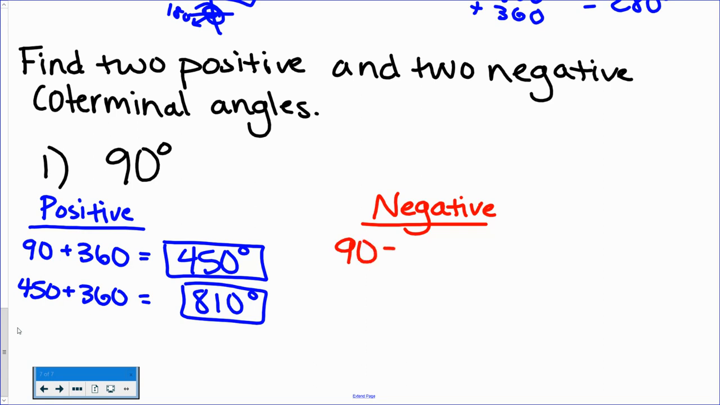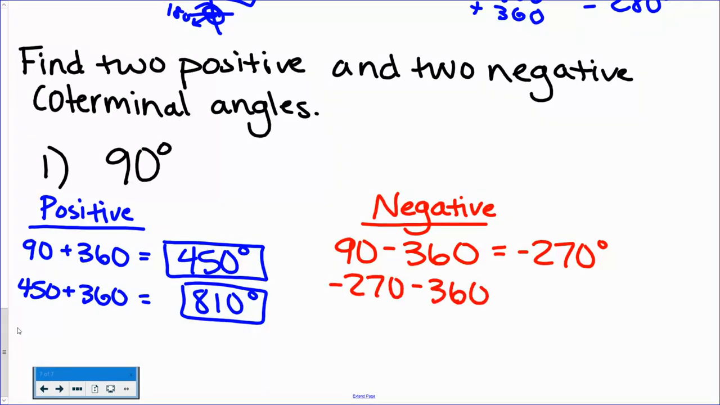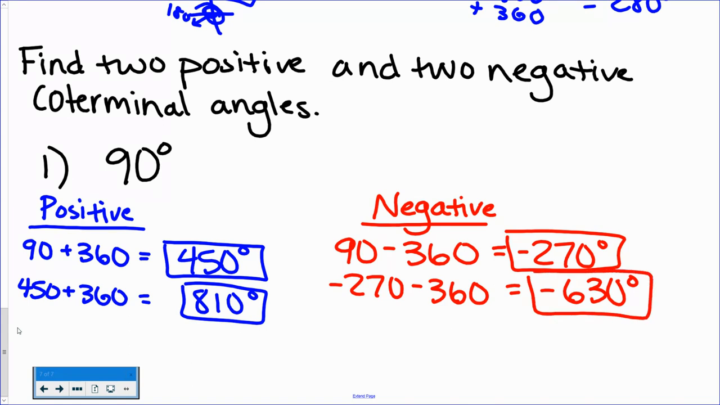So to go in the negative direction, I got to take 360 away, move the other way. So that would put me at negative 270, which would be the same exact location as a positive 90 degrees. Then if I want one more negative coterminal angle, I will take away 360 from negative 270. So there would be my two negative coterminal angles.